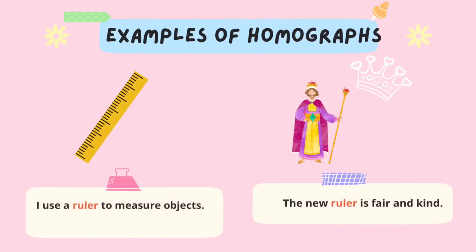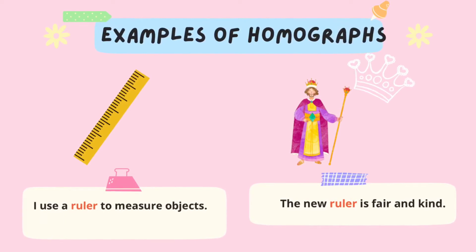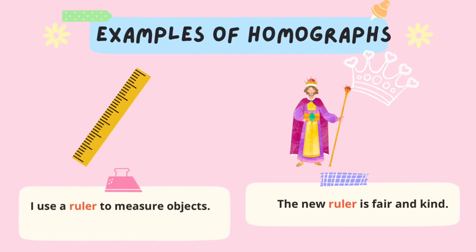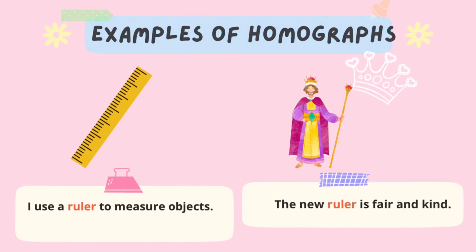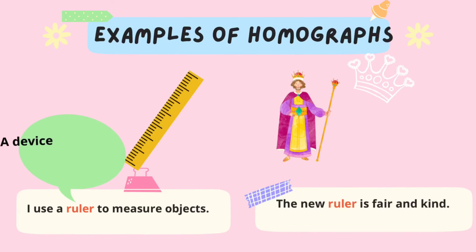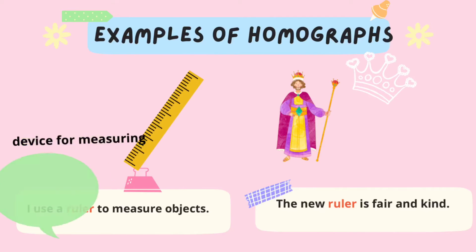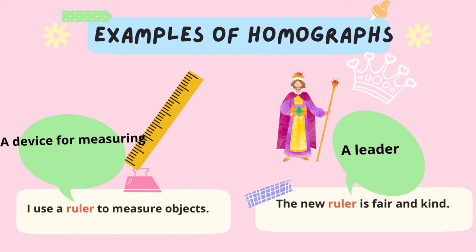Another example. I use a ruler to measure objects. The new ruler is fair and kind. The first ruler is a device for measuring, while the second ruler is a leader or a king. I know you have more ideas now about homographs. Here are more examples.